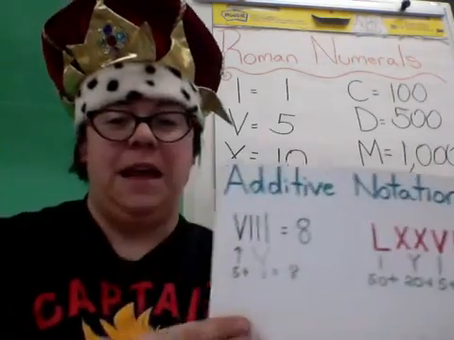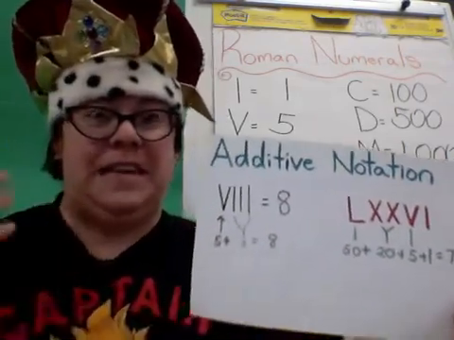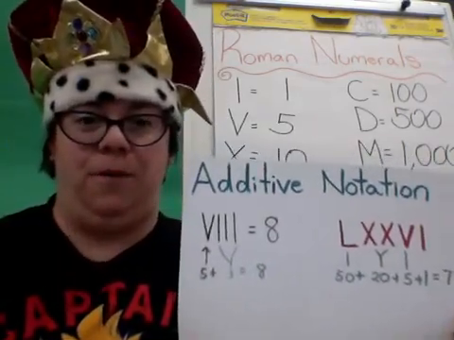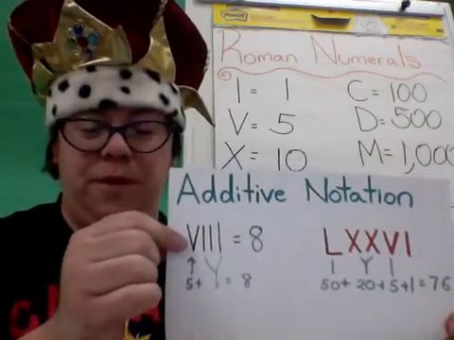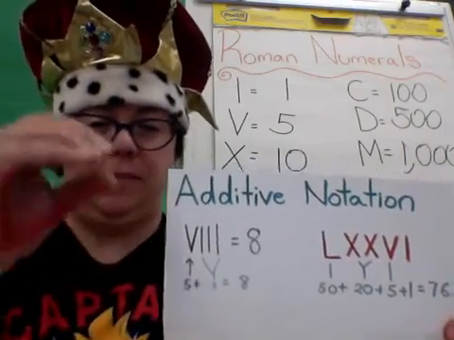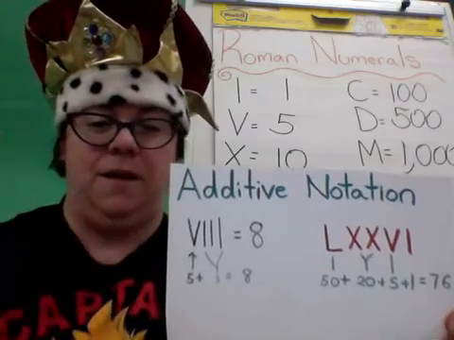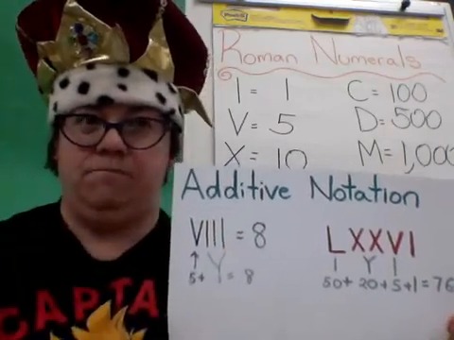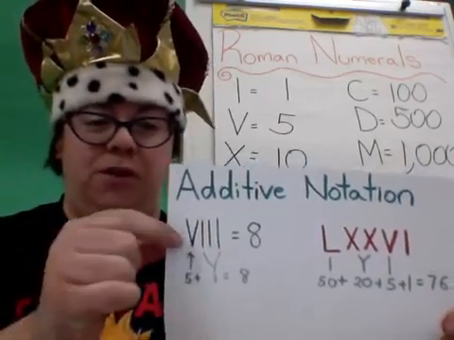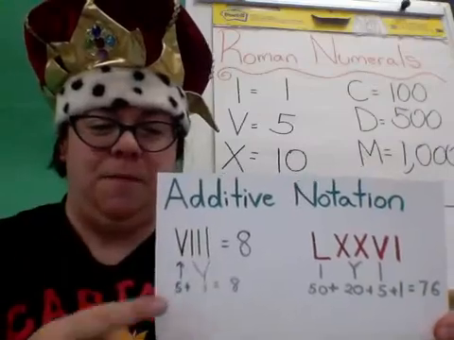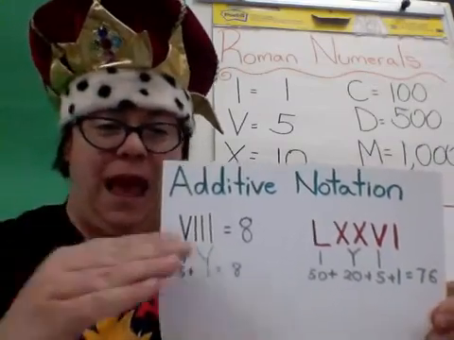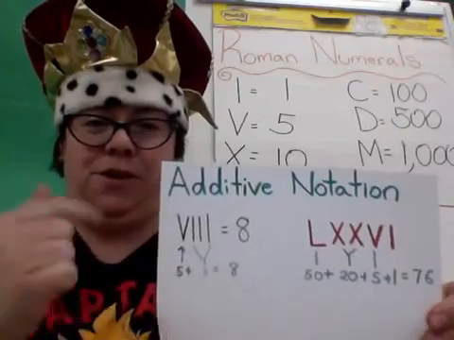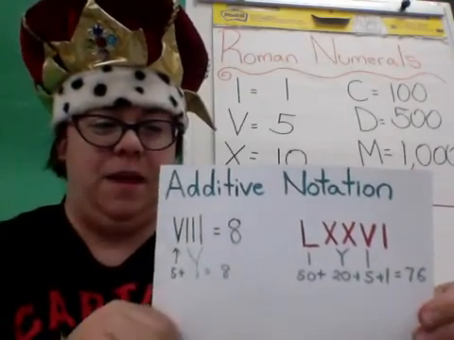Additive notation is probably what is easiest to remember about the Roman notation system. You put the numbers from largest to smallest, going left to right, and you add them all up. Seems simple, right? So you have a 5, 3 eyes, or a V and 3 eyes, so 5 plus 3 is 8. You're adding them all up. You start with the largest and work your way to the smallest.